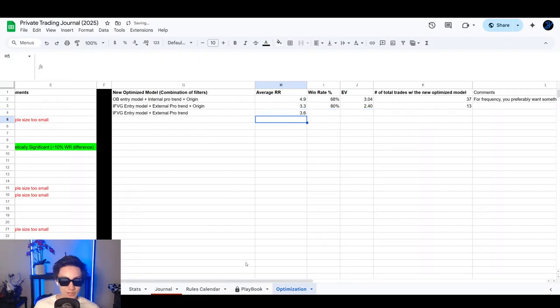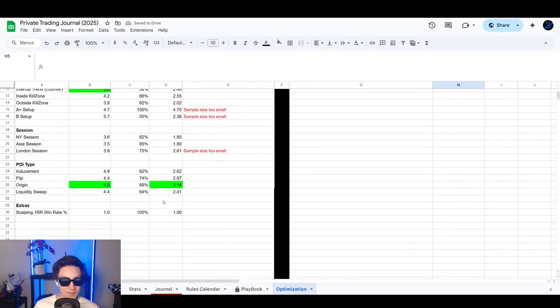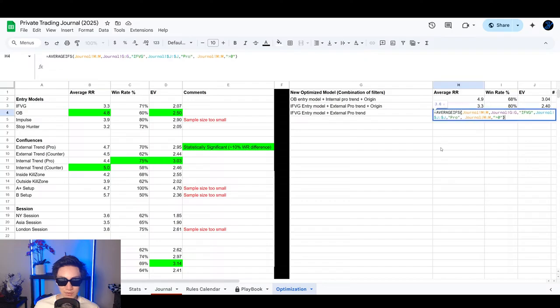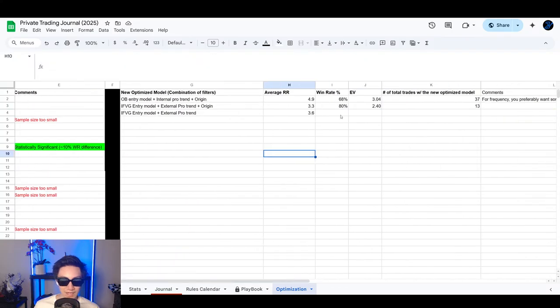So average risk reward actually goes up a bit here, so you might be surprised, right? It's not always going to be guaranteed that if you pick the highest risk reward here with POI type, you will get the highest risk reward. In this case, you actually got 3.6 as an even higher risk reward.